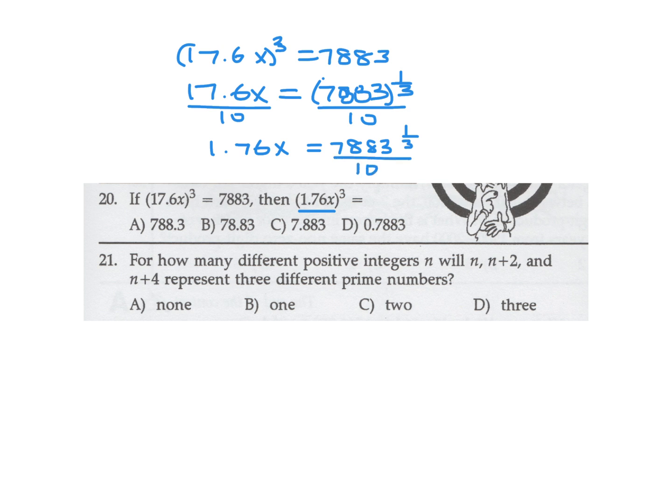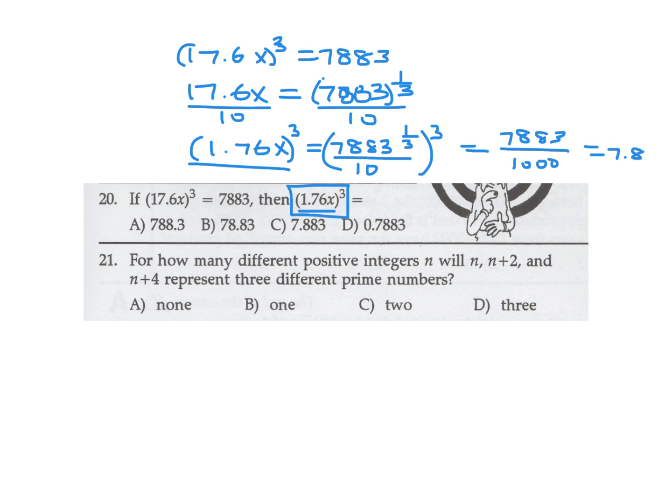And then we're almost there. We now need to raise it to the 3rd power. So then we'll raise it to the third power, and that will basically give you what is here. But this side becomes 7883 over 1000, and that would obviously be 7.883. So that would be C for number 20.